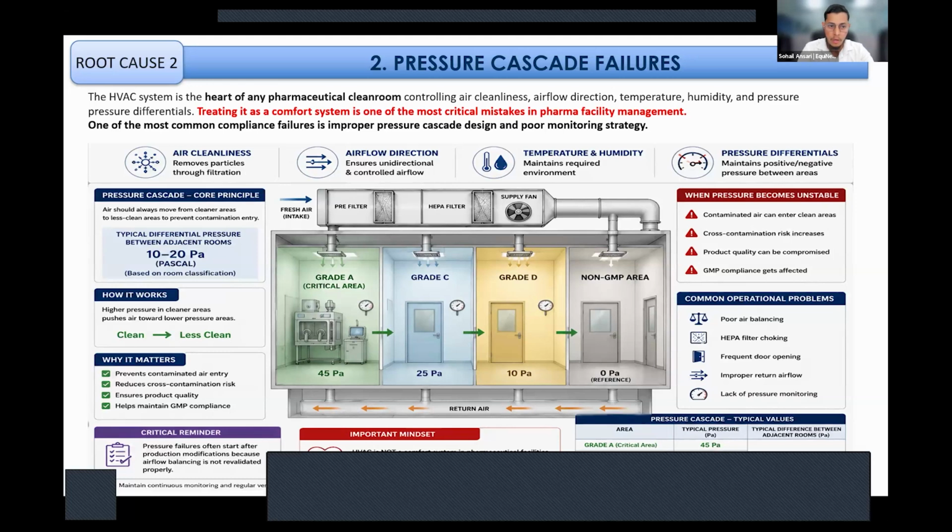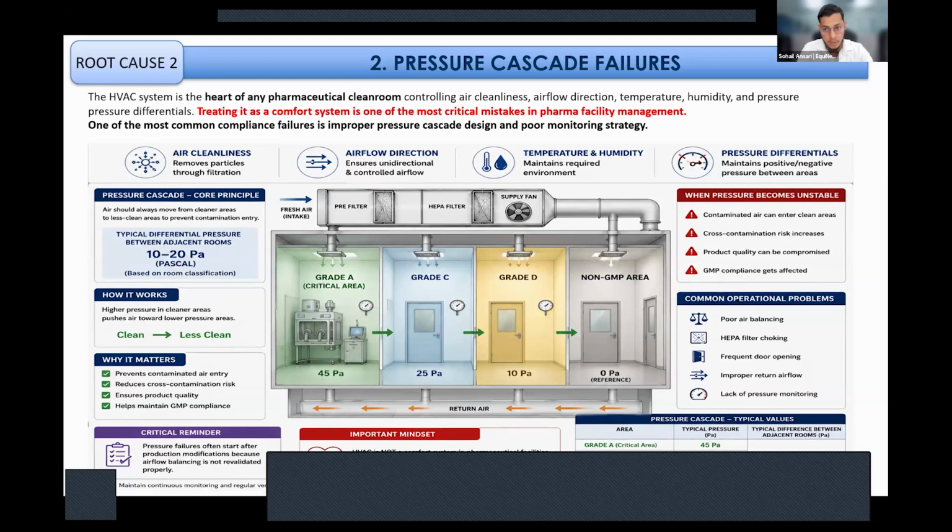The core principle of the pressure cascade is to maintain a minimum of 10 to 20 pascal of pressure based on the room classification. And how it works: higher pressure in cleaner areas pushes air towards lower pressure areas. And why it matters: it prevents contamination and air entry, reduces cross-contamination risk, ensures product quality, and helps maintain GMP compliance.